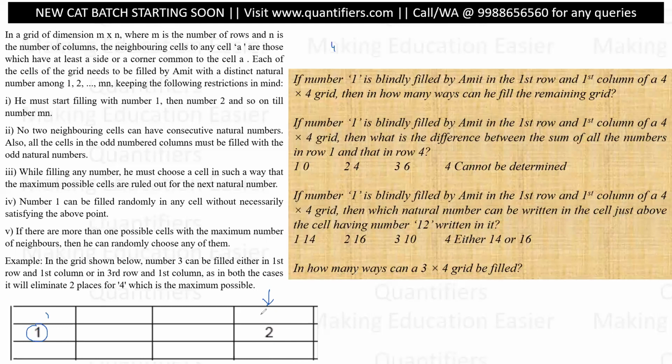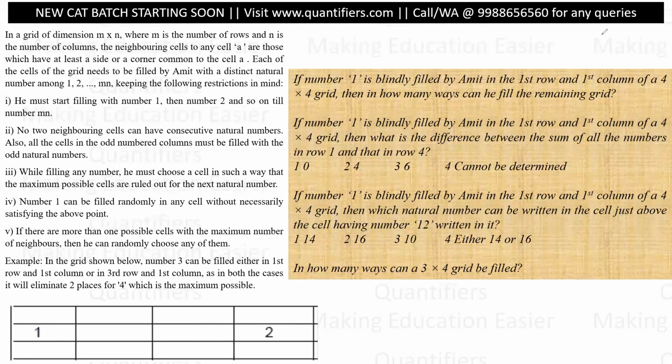Now, I have to fill 2 in such a way that I am eliminating the maximum possible places for 3. What do we mean by that? If I am filling 2 over here, I will eliminate these 2 places for 3. These 2 places are eliminated. If I am filling 2 over here, these 3 places are eliminated for 3, because there are 3 neighbors to this cell. Similarly, if I am filling 2 over here, I will be eliminating only 2 places. Now 2 cannot be filled over here. We have already established that 2 cannot be filled over here. Now among these 3 cells, filling 2 over here will eliminate the maximum possibilities, and hence this is the required cell in which I will fill the value 2.